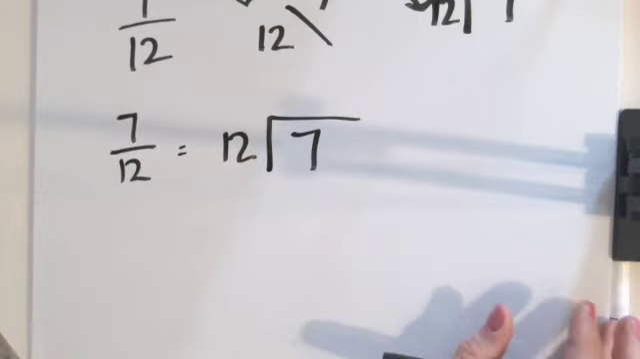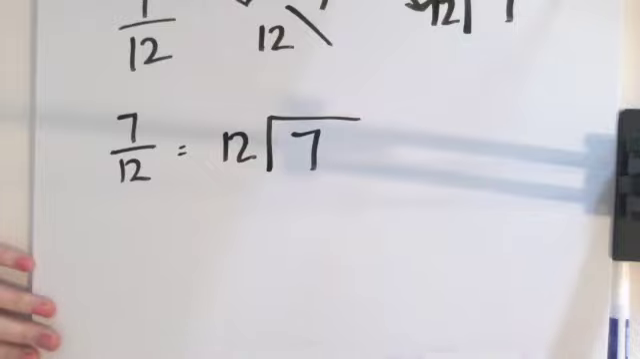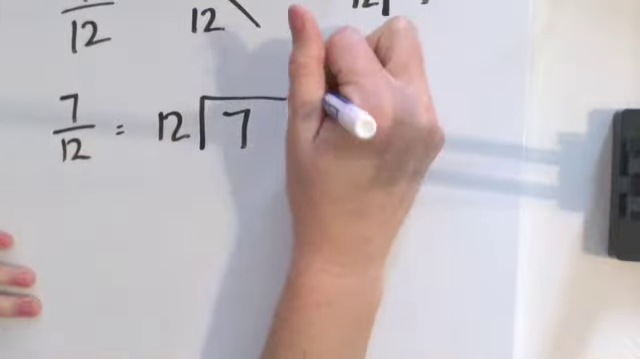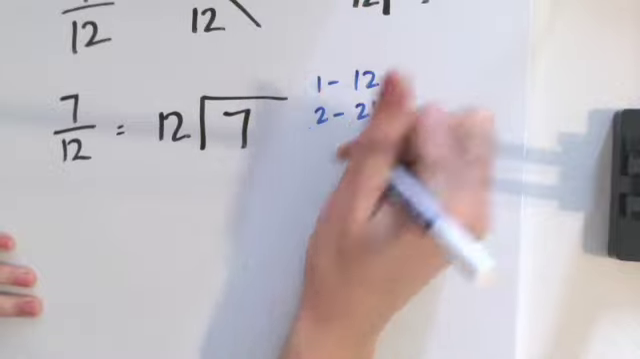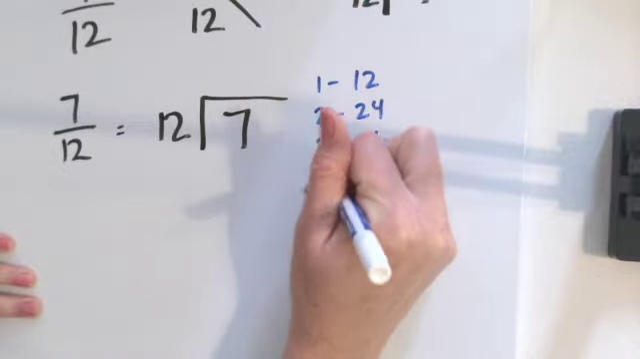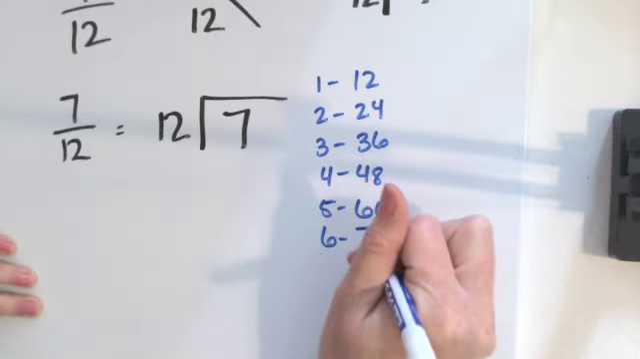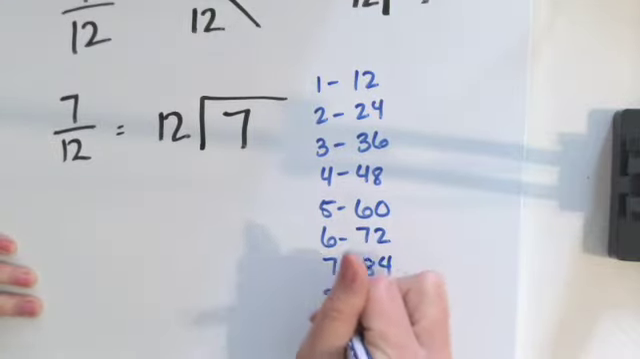So even though we're dividing, multiplication actually plays a pretty big part in solving this. So I'm going to start by listing the first 9 multiples of 12. When I multiply 12 by 1, I end up with 12. 12 by 2 is 24, 12 by 3 is 36, 12 by 4 is 48, 12 by 5 is 60, 12 by 6 is 72, 12 by 7 is 84, 12 by 8 is 96, 12 by 9 is 108.